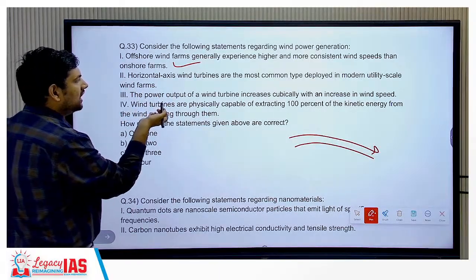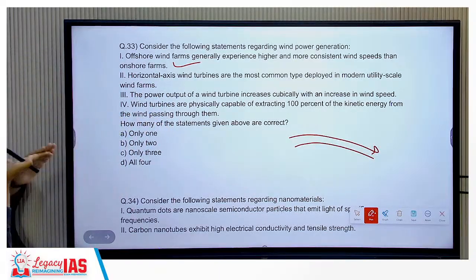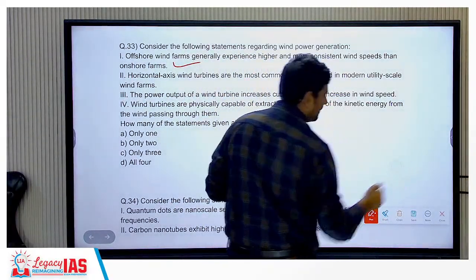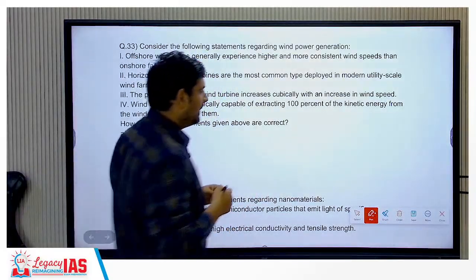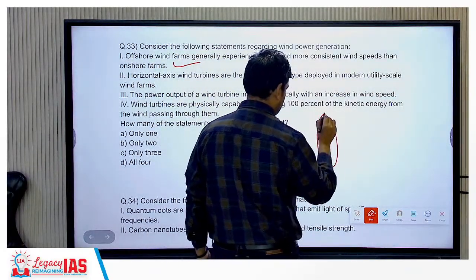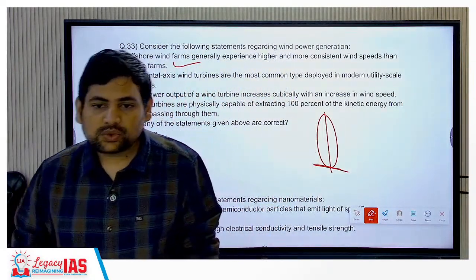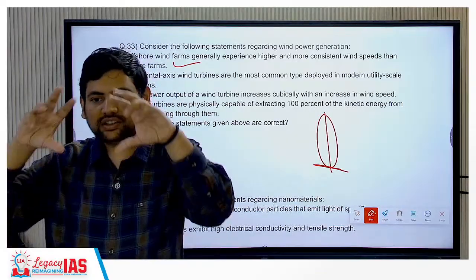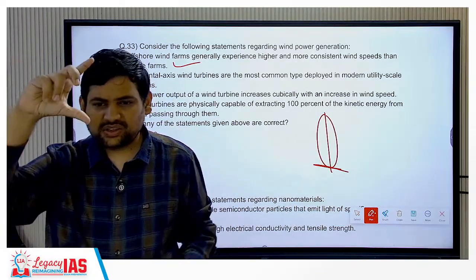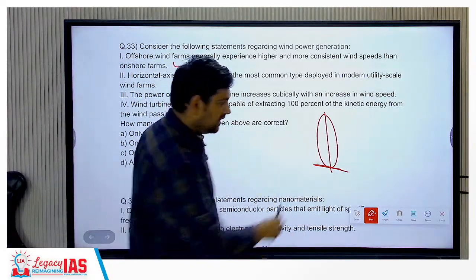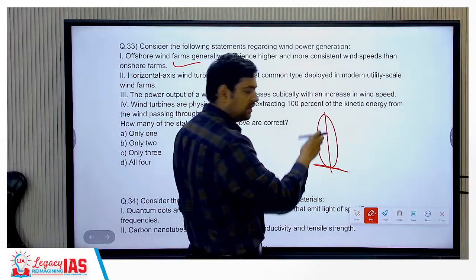Then horizontal axis wind turbines are the most common type deployed in modern utility scale wind farms. What is an axis? Okay. This is the old one, that you are used to seeing. For example, sometimes they put a hen over it. Then it is rotating like this. Now, where is the axis? This is the axis for this one. This axis is vertical.